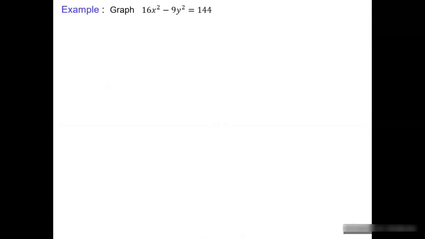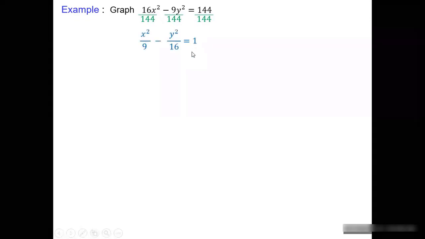So notice that this is, in fact, a hyperbola. And we can see that because of the fact that the x squared and y squared terms are being subtracted. But it's not in the standard form because it's not equal to 1. So the first step here is to divide by 144. And now we can cancel out common factors in the numerator and denominator to get this result.